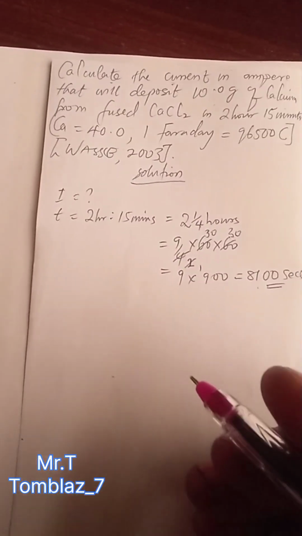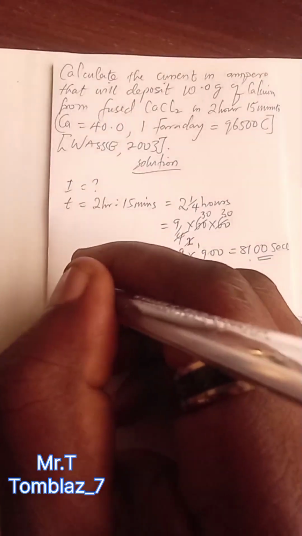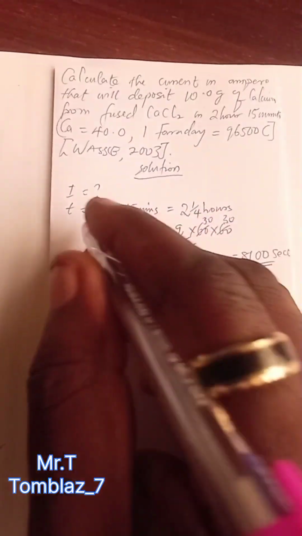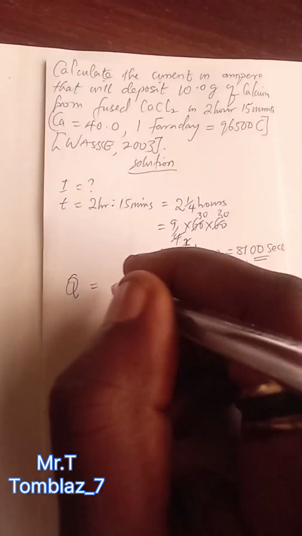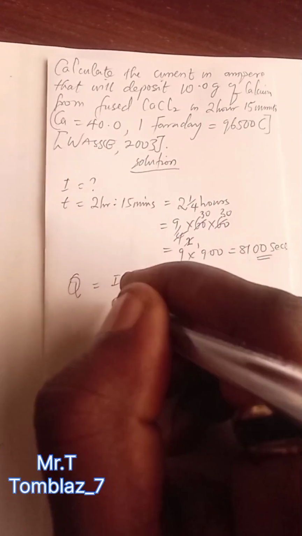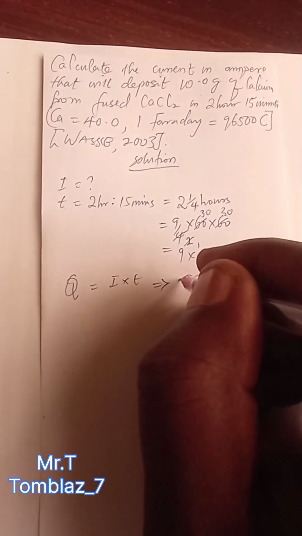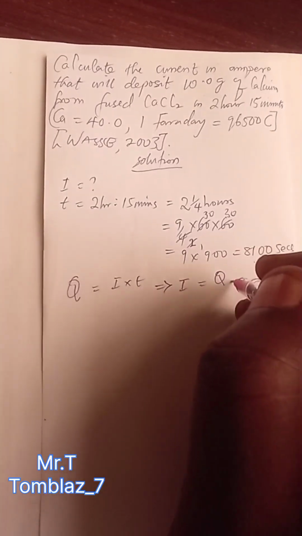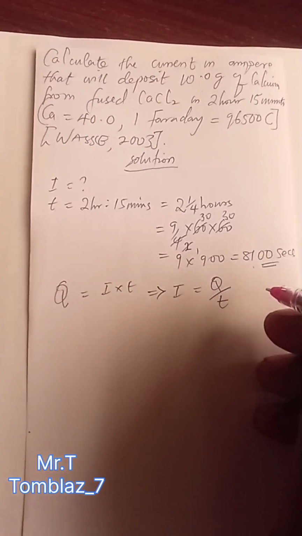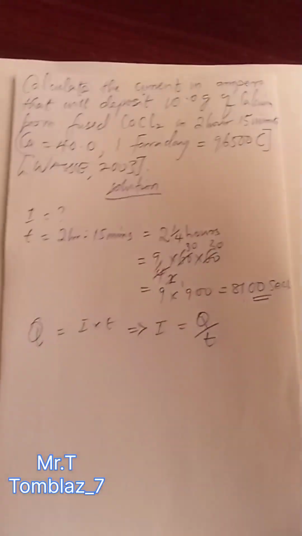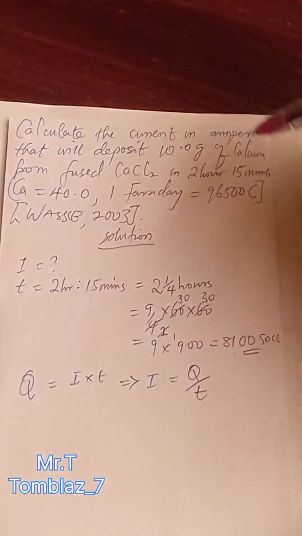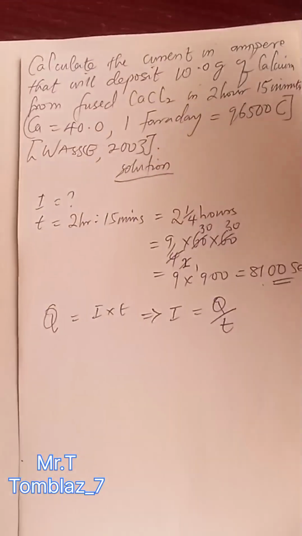Now the next thing is, they say we should calculate current, and the only way we can calculate current based on the data given to us is that charge is equal to current times time. It follows that current will be equal to charge divided by time. The charge is not given, so we have to look for charge based on the calcium information.